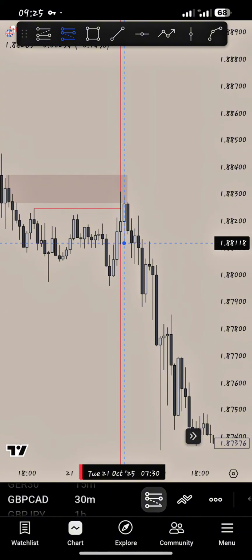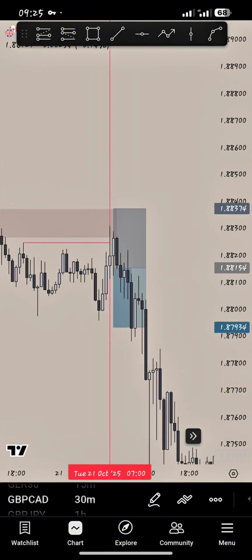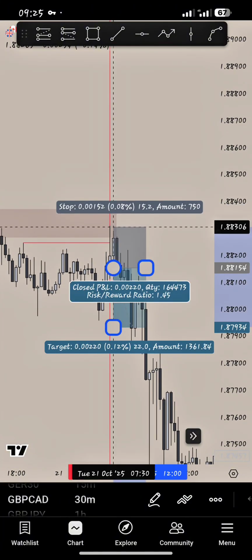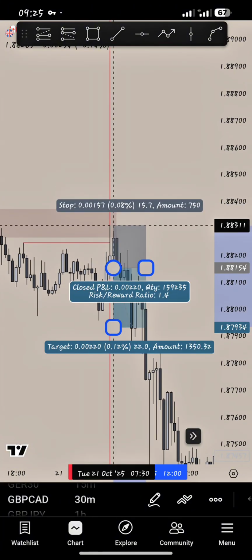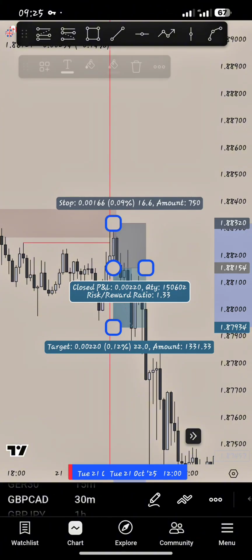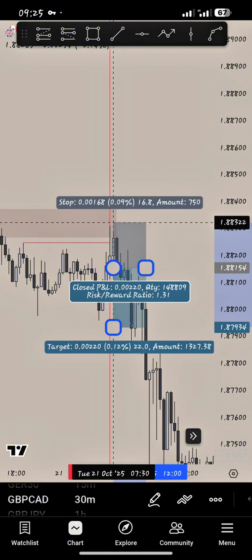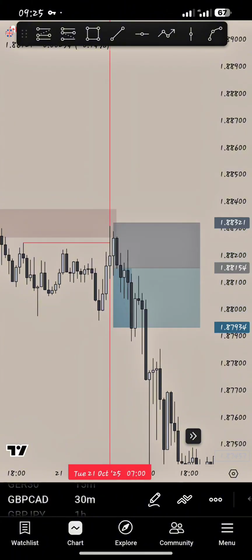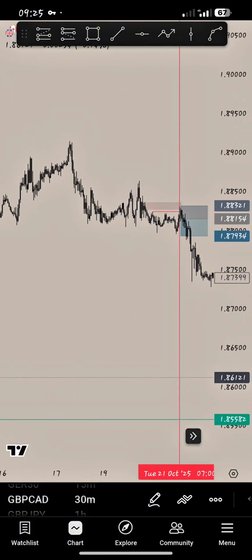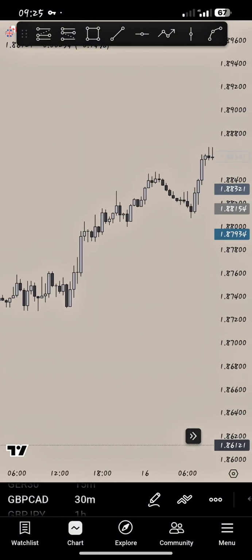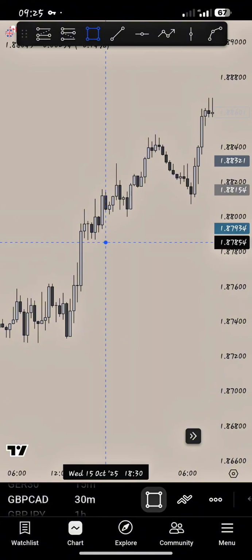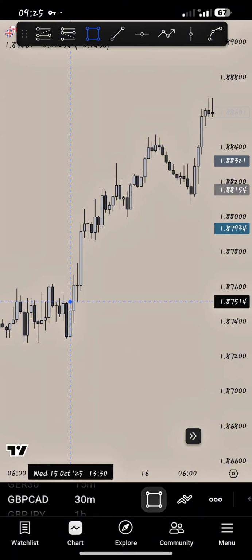So my entry was on 5-4. Yeah. So my stop loss was just 1 pip above. It was 16.7. Right there. So my target was just the next supply right here. Sorry, the next demand right here.